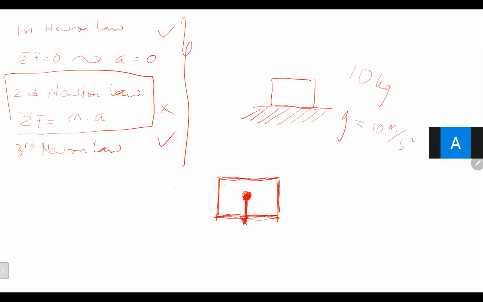And what is the magnitude? F equals mass times g. So it's supposed to be 10 multiplied by 10. Yeah, so it's 100 Newton. 100 Newton. What else is supposed to be there?